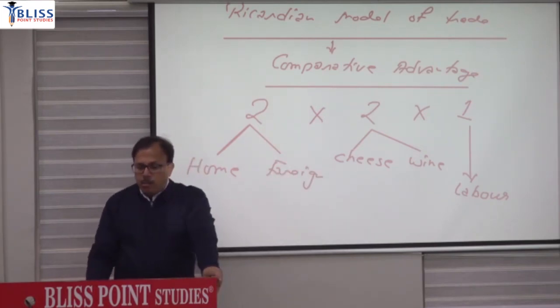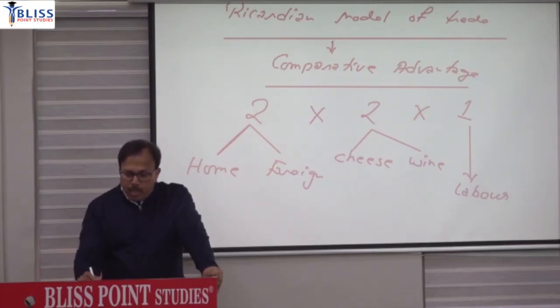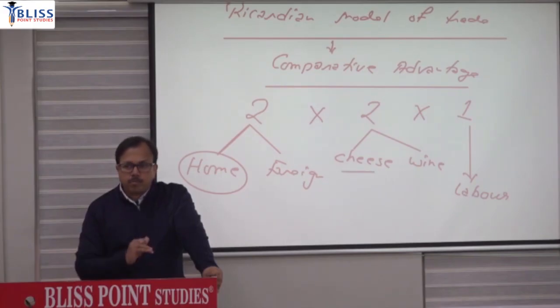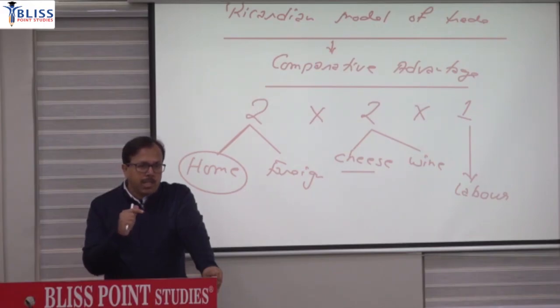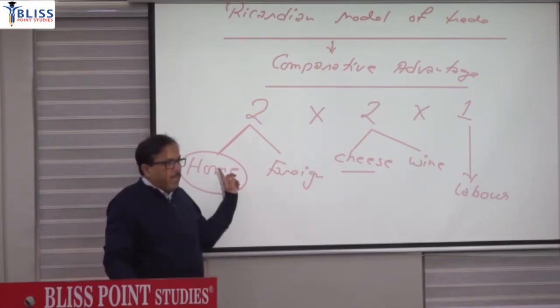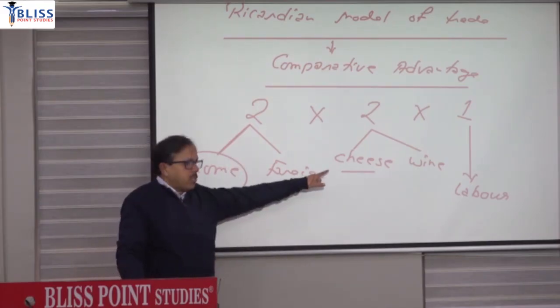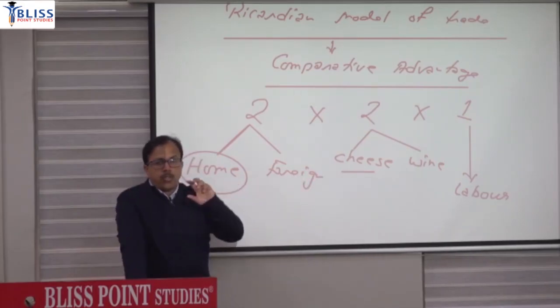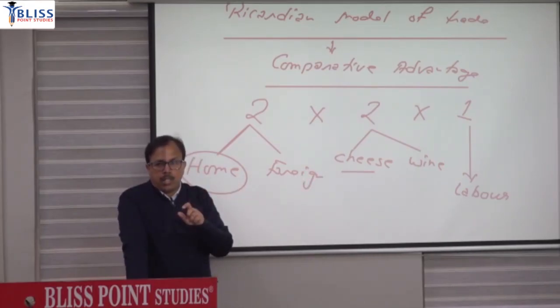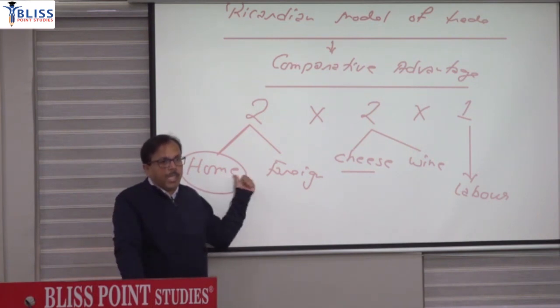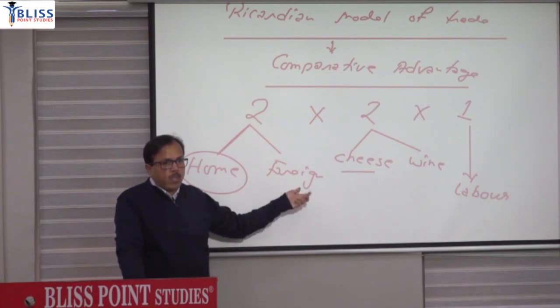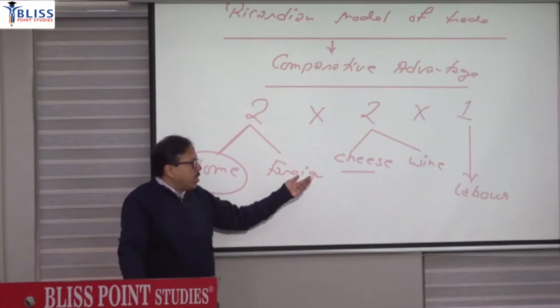The main idea of the model says that the home country will have a comparative cost advantage in the production of cheese if the opportunity cost of producing cheese in the home country is less as compared to the foreign country. I repeat, the home country will have a comparative cost advantage in the production of cheese if the opportunity cost of producing cheese is less in the home country as compared to the foreign country. So the obvious question: how to measure the opportunity cost, and what is the opportunity cost of producing cheese?